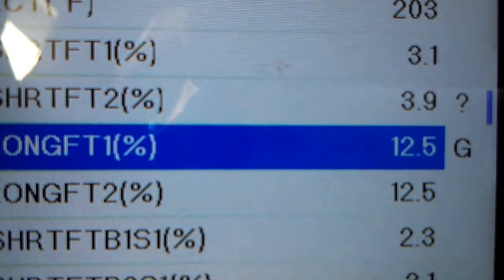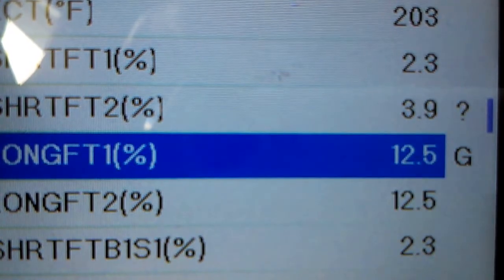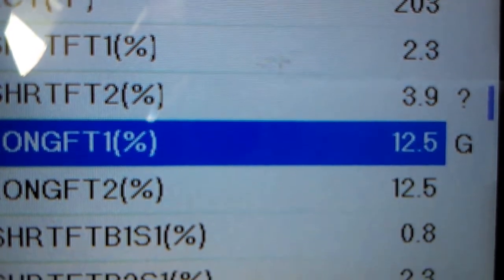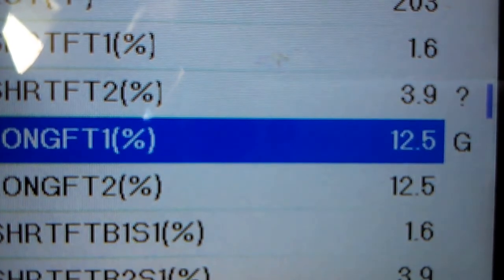I just wanted to show you guys this. I'm monitoring the coolant temp too, just to make sure everything's okay, but it seems fine. So I'll have a video on that later.